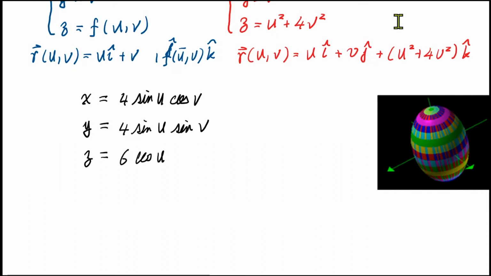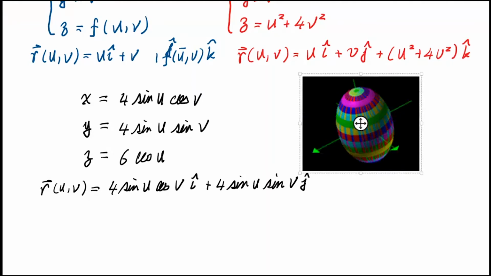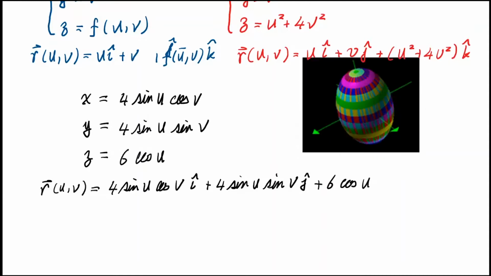So putting it together as a vector function, now I can write it as R of u, v is just that: the x component, 4 sine u cosine v with an i vector, plus 4 sine u sine v with a j vector, and then plus 6 cosine u with a k vector.